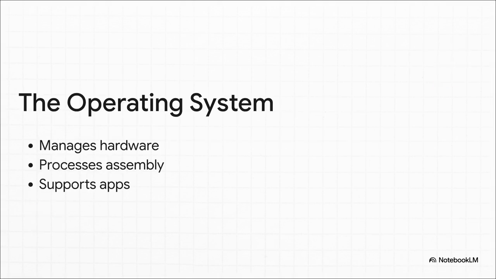Sitting right above that assembly code is the operating system. You can think of it as the ultimate traffic cop. It manages all the underlying hardware layers beneath it, processes the assembly language, and supports all your high-level applications. It's doing all the heavy lifting to create a stable environment, so your software runs flawlessly without you ever having to worry about what those microscopic wires are doing down below.